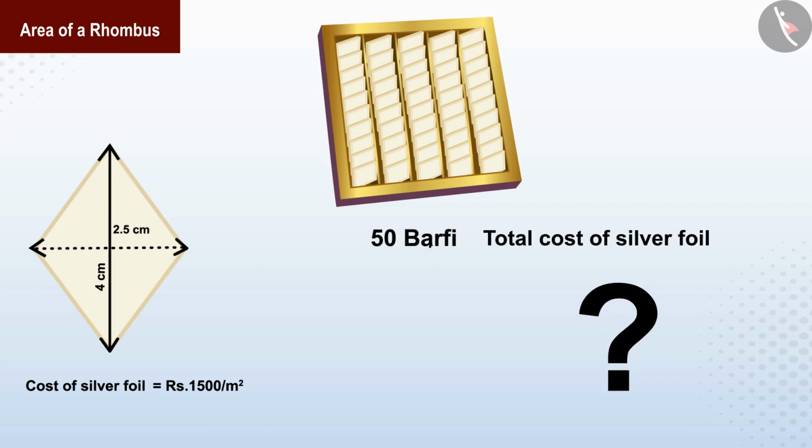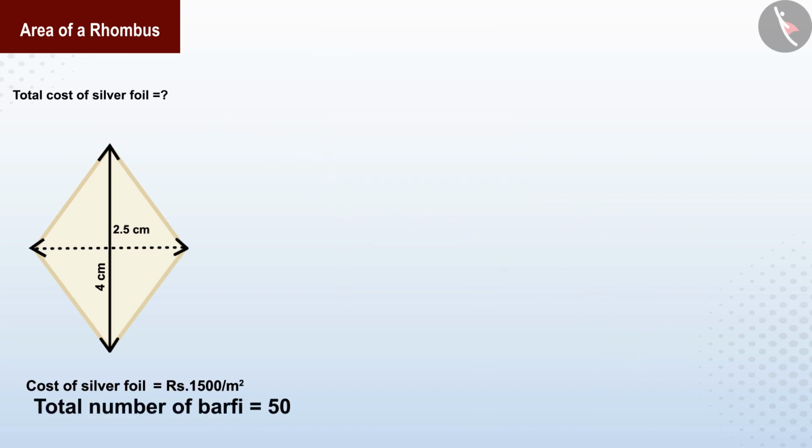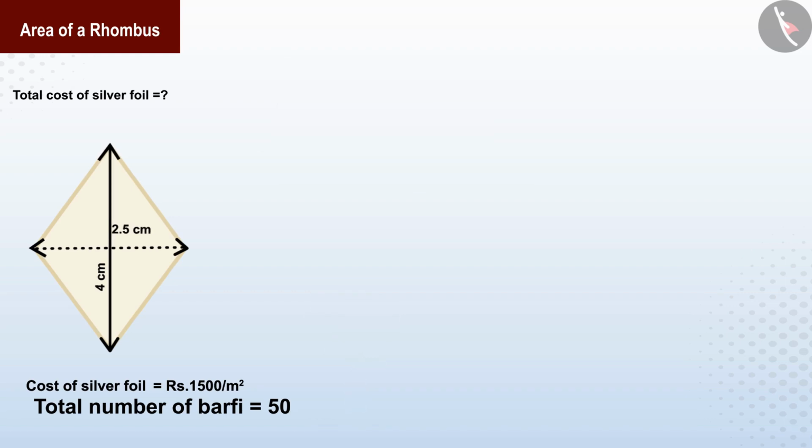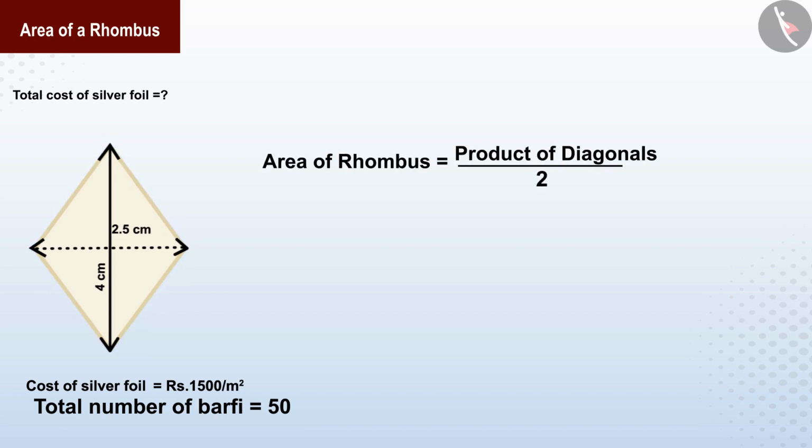As you can see, the upper part of each barfi will be covered with silver foil. So, in this case, the area of the upper part of all the barfi has to be found. Barfi is a rhombus, and we have all studied in the previous video that the area of a rhombus is half the product of the diagonals.